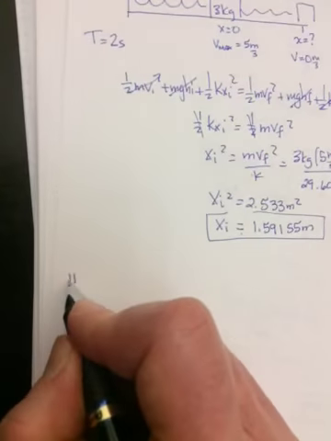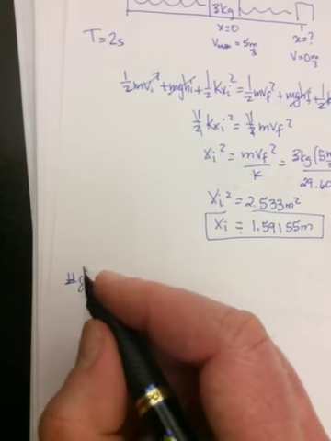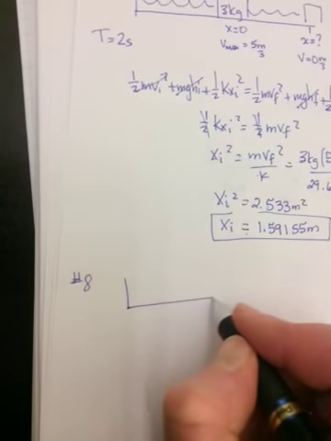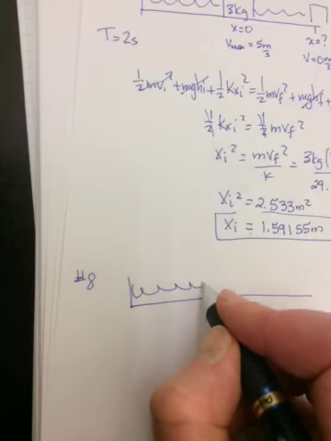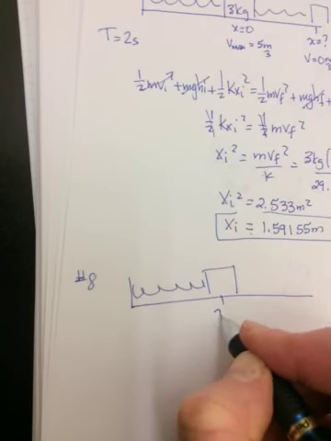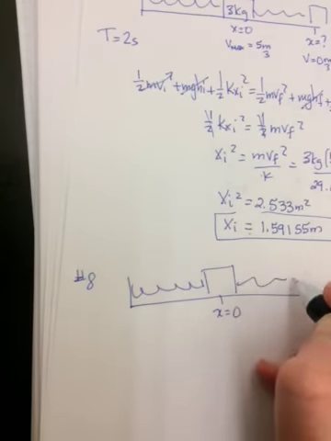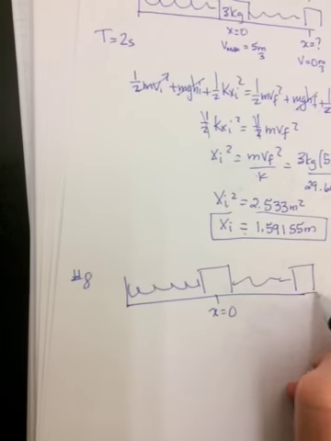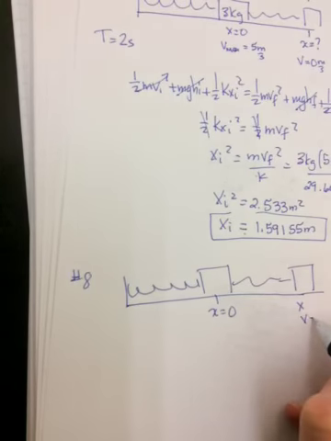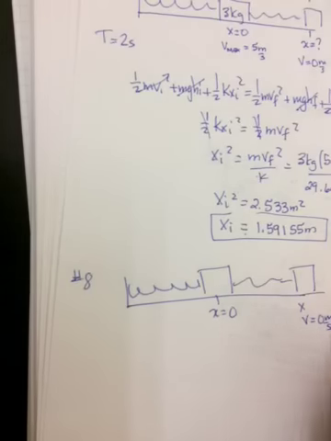Number 8 says, a block sits on a frictionless horizontal surface. Imagine. Okay, so here it is. x is equal to 0. Sure, it's going to get stretched out here to some point where v is equal to 0.